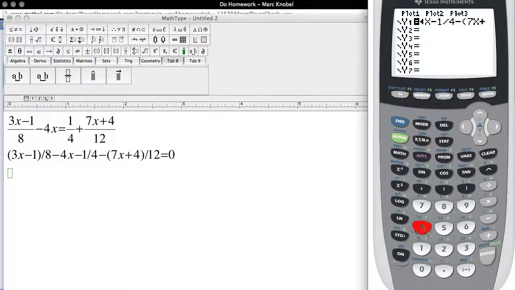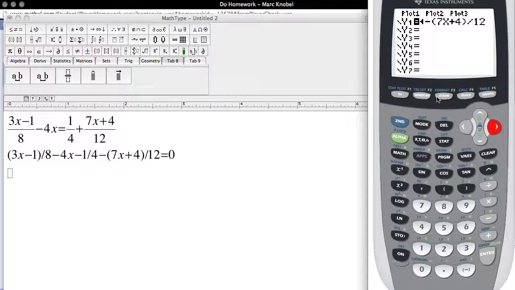Plus 4, close the parentheses, and then I'm going to divide by 12. I'm just going to press enter here and then check my expression. So 3x minus 8, 3x minus 1 over 8 minus 4x minus 1/4 minus the quantity 7x plus 4 divided by 12. So that's what I'm going to graph on my graphing calculator.